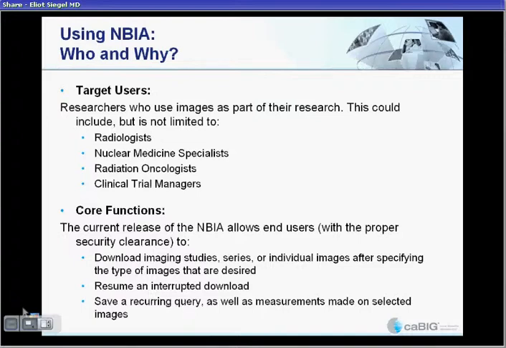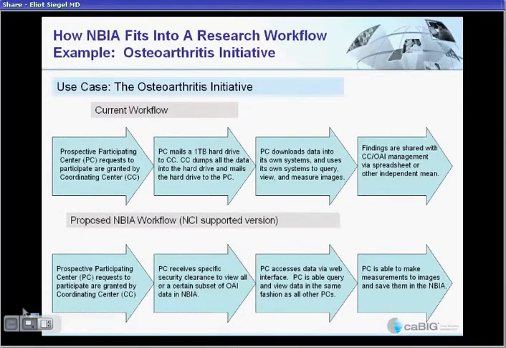So overall, the majority of the images in NBIA are completely freely accessible to the public, but it also has the capability of being able to store images associated with ongoing clinical trials, or to associate and store images that are associated with collections that are not yet meant to be shared with the general public, but just a subset of users. So let's talk a little bit about how NBIA might fit into and improve current research workflow.